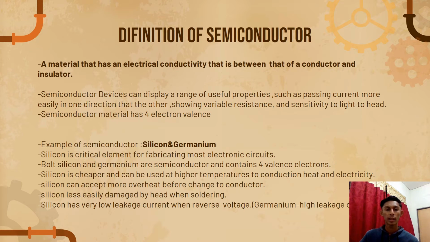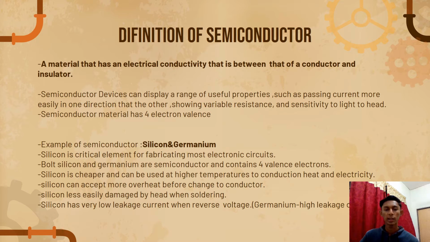Silicon is a critical element for fabricating electronic circuits. Both silicon and germanium are semiconductors and contain 4 valence electrons. Silicon is cheaper and can be used at high temperature to conduct heat and electricity. Silicon can accept more overheating before changing to a conductor.